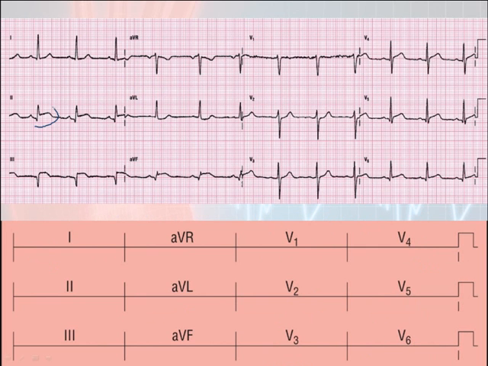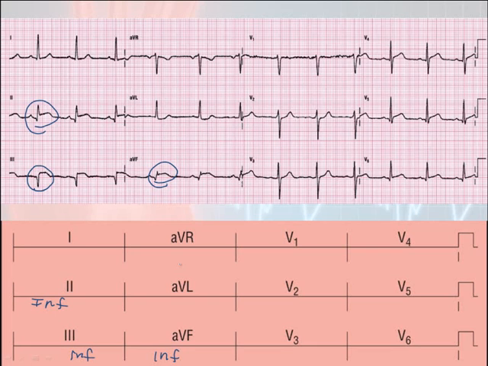If we look for our ST-segment elevation, we have it here, here, and here. And if we look down here at our picture, 2, 3, and AVF are all inferior, the inferior leads. So this person is having an inferior wall MI.